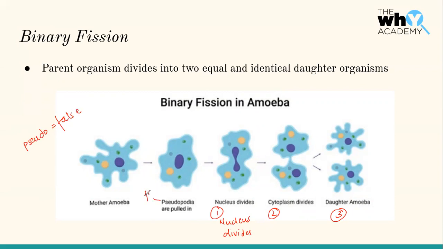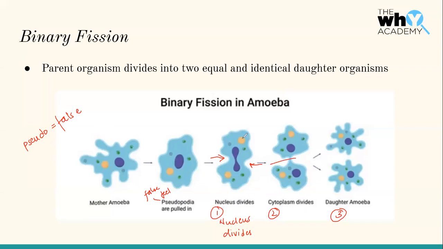These are basically false feet. Or these extensions which you see here, all these are pseudopodia. Okay. So pseudopodia comes in, then the nucleus divides, and where the nucleus divides itself, there will be like a groove forming, so that the cytoplasm gets pinched off, and you will end up with two daughter amoeba.